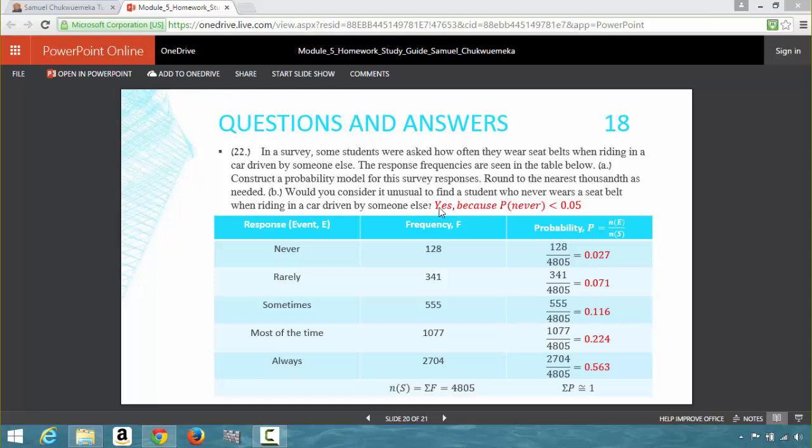The second one, would you consider it unusual to find a student who never wears a seatbelt when riding in a car driven by someone else? Yes, because the probability of never is less than 0.05. 0.027 is less than 0.05. Usually, for events whose probabilities are less than 0.05, it is unusual for those events to occur. Now, it depends on the events.